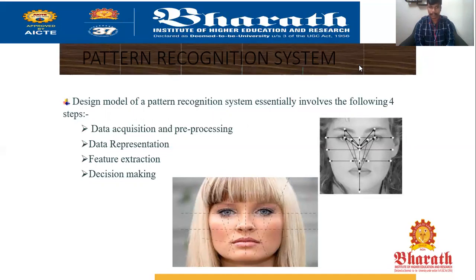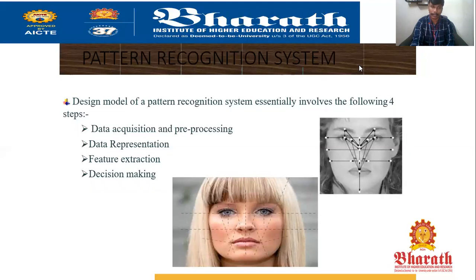Data acquisition and pre-processing unit will be acting as the input units in this pattern recognition system. Data representation and feature extraction will be considered as the processing units in this pattern recognition, and the decision making unit, which is considered a more vital and important unit to produce the output of this pattern recognition system, will be considered as the output unit.